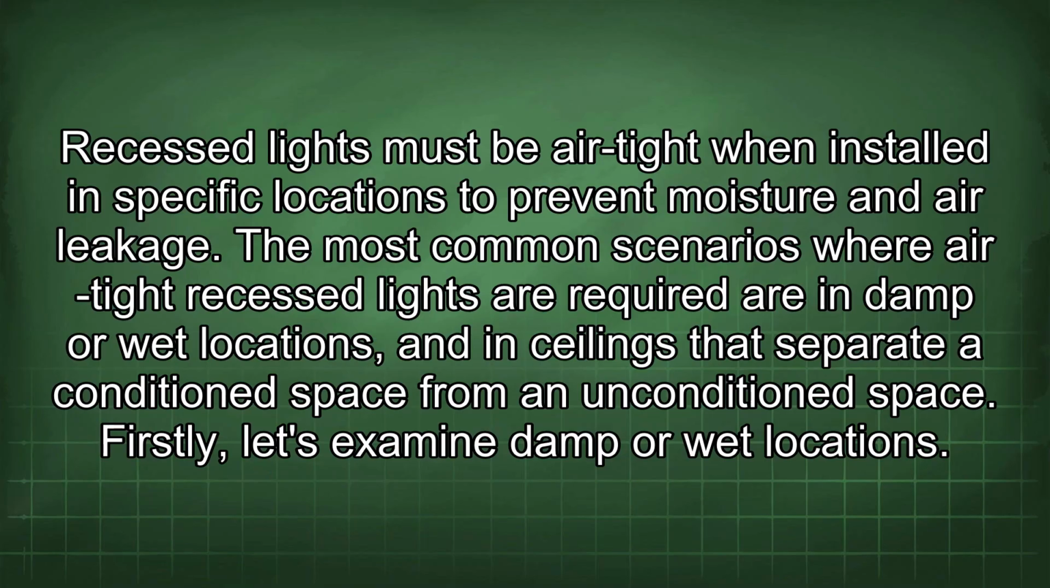Recessed lights must be airtight when installed in specific locations to prevent moisture and air leakage. The most common scenarios where airtight recessed lights are required are in damp or wet locations and in ceilings that separate a conditioned space from an unconditioned space. Firstly, let's examine damp or wet locations.